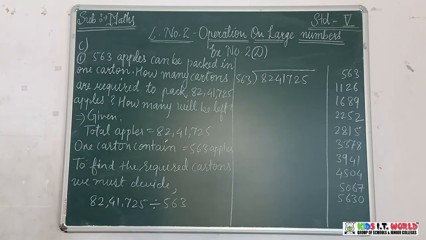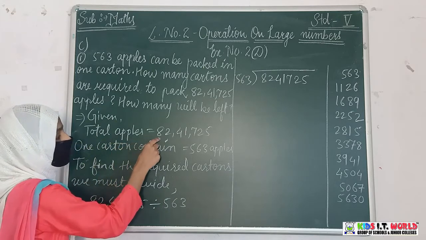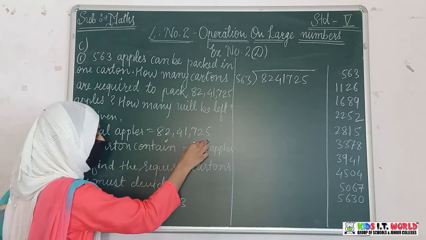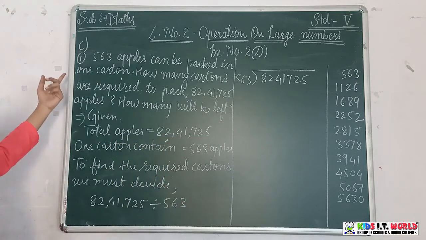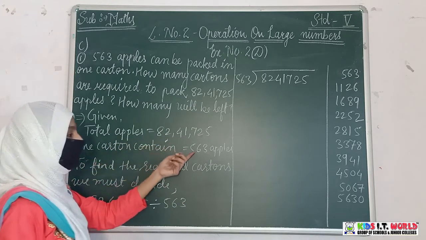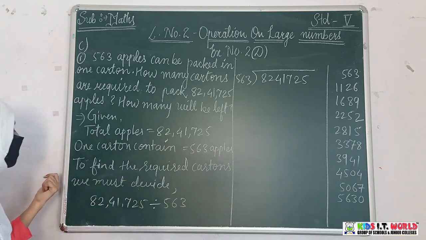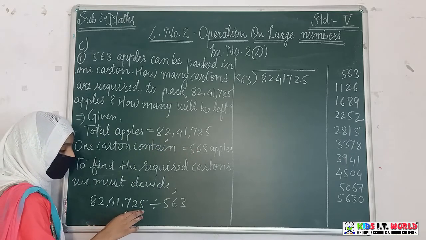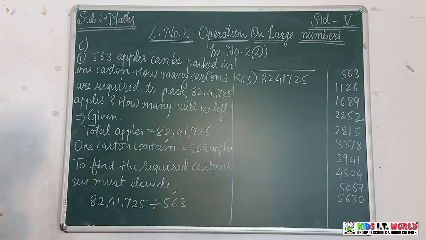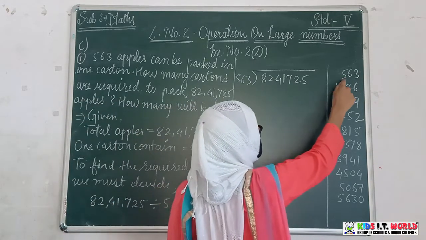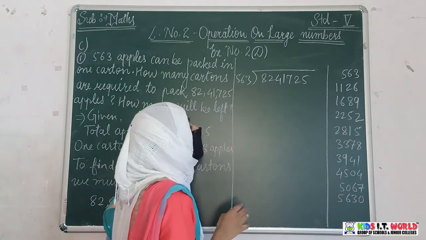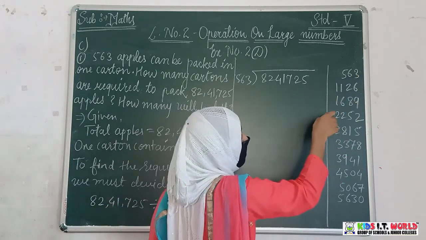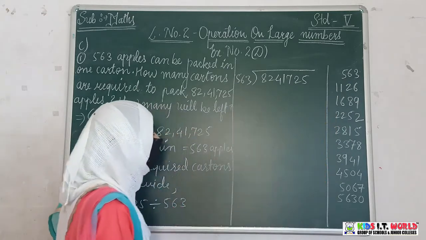division. First of all, collect the given data from the question. Here they have given you the total number of apples, that is 82,41,725. Now they have given you that one carton contains 563 apples. So to find the required cartons, we must divide 82,41,725 by 563. For the division, you have to make a table of 563, which will help you divide easily. I told you how to make a table. Now with the help of this table, we will divide this number.